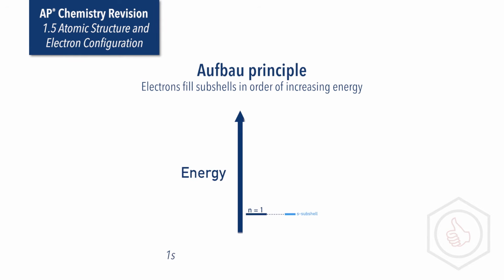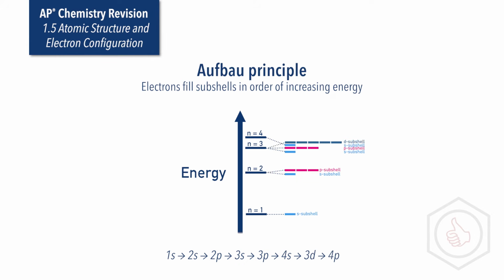A 1s subshell is filled before a 2s subshell, a 2p before the 3s, a 3p before the 4s, and a 3d before the 4p. Note that the s subshell in the 4th energy level is actually filled before the d subshell in the 3rd energy level because it's actually slightly lower in energy.